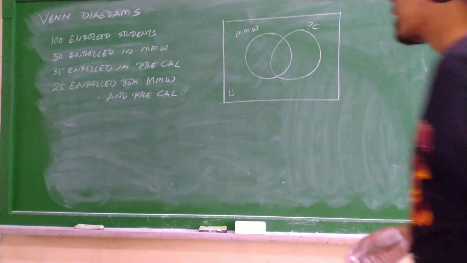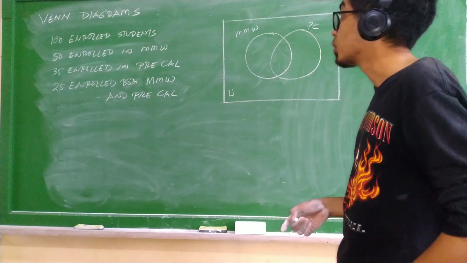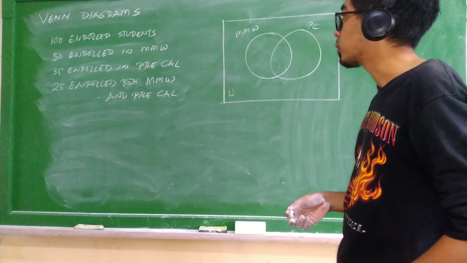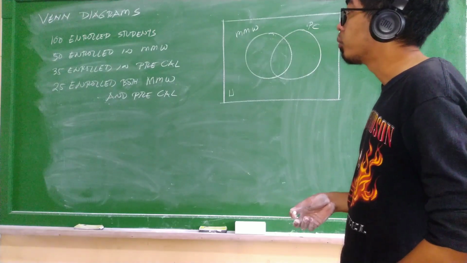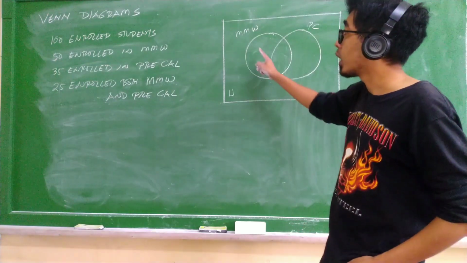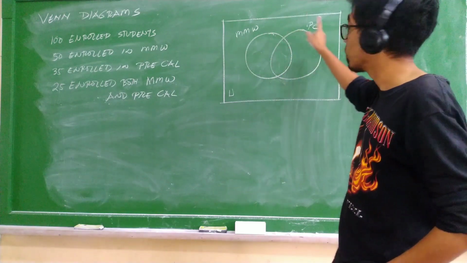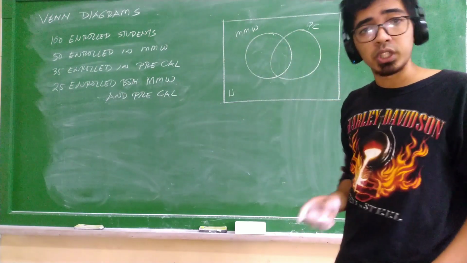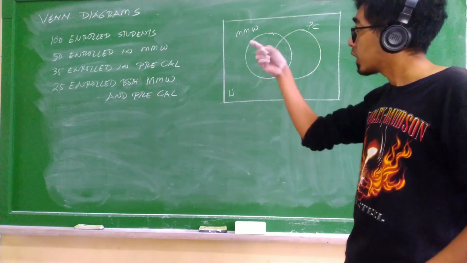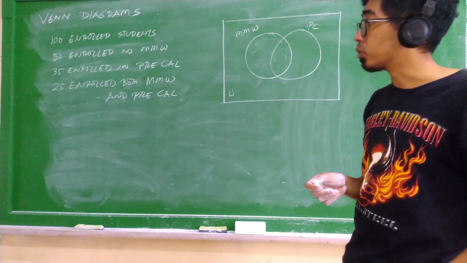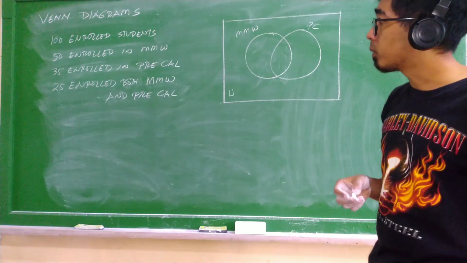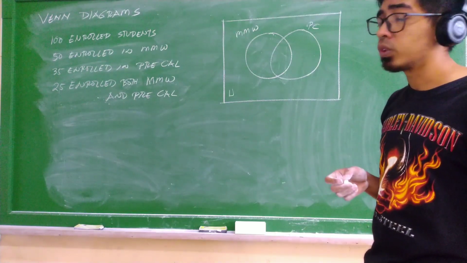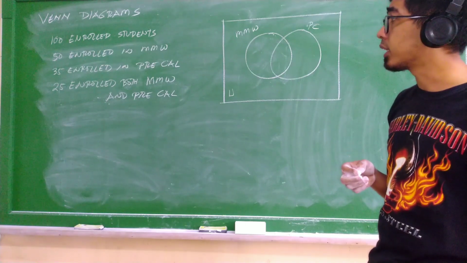Alright, this is another application of Venn diagrams. So we have here a problem on the enrollment of students. We are trying to determine how many are enrolled in MMW only, how many are enrolled in pre-cal only, and how many are not enrolled in the two subjects. So given the data, there are 100 enrolled students, 50 enrolled in MMW, 35 enrolled in pre-cal, and 25 enrolled in both MMW and pre-cal.